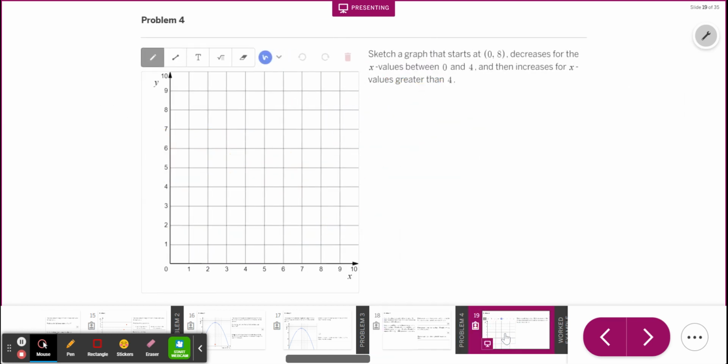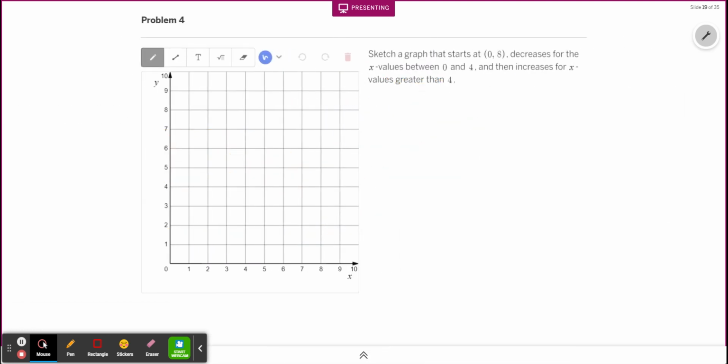Then your last problem, you're going to start with your ordered pair, show when it's decreasing, and then when it increases.